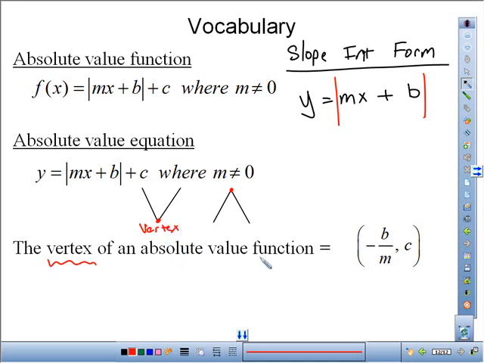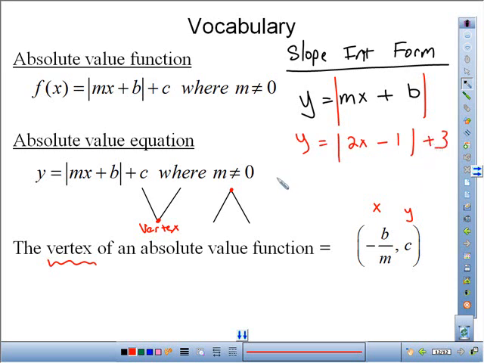To find the vertex of the graph, you use this formula right here. To find the x value of the vertex, it's negative b over m. To find the y value of the vertex, it's the c value in the equation, or this number outside here. So let's say we have an equation, for example, y is equal to the absolute value of 2x minus 1, plus 3.